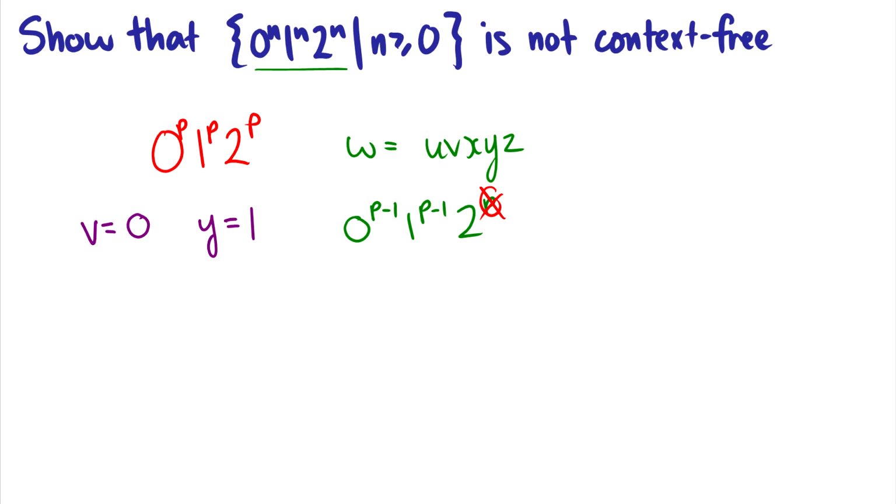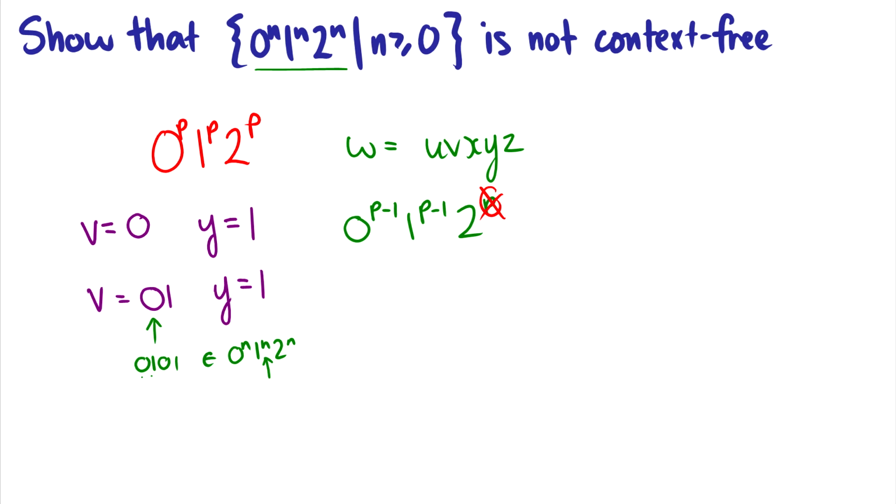So that won't work. The second one is, well, what if we pick v to be some combination of 0 and 1, and then y ends up being 1? Well, again, this is problematic for the same reason, but also when we pump v up, then we get 0, 1, 0, 1, which of course is not going to be in 0 to the n, 1 to the n, 2 to the n, because we have a 0, 1, and then another 0 again, so there's something inserted after that 1 that shouldn't be there.